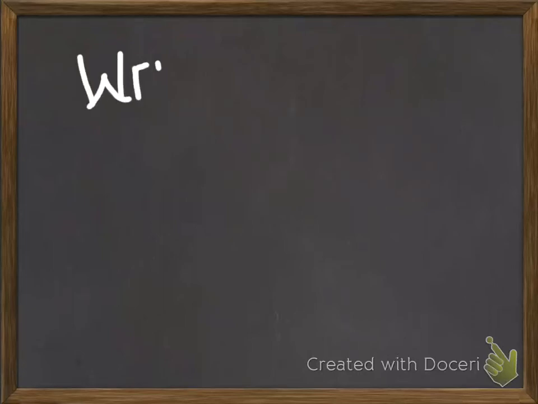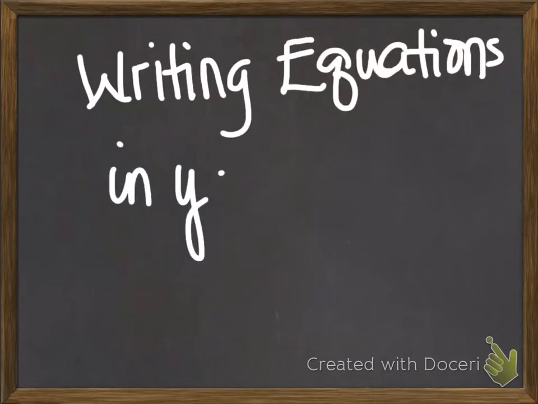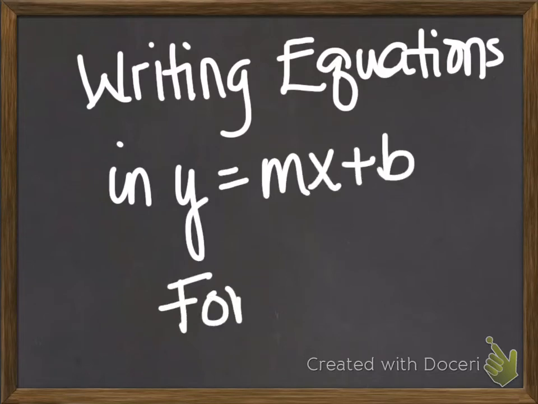Okay, so we're going to talk about writing equations in y equals mx plus b form, which is slope-intercept form. I'm going to go through this kind of quickly, but if you need to, you can pause or rewind to look at some of these examples that I'm going to give you.